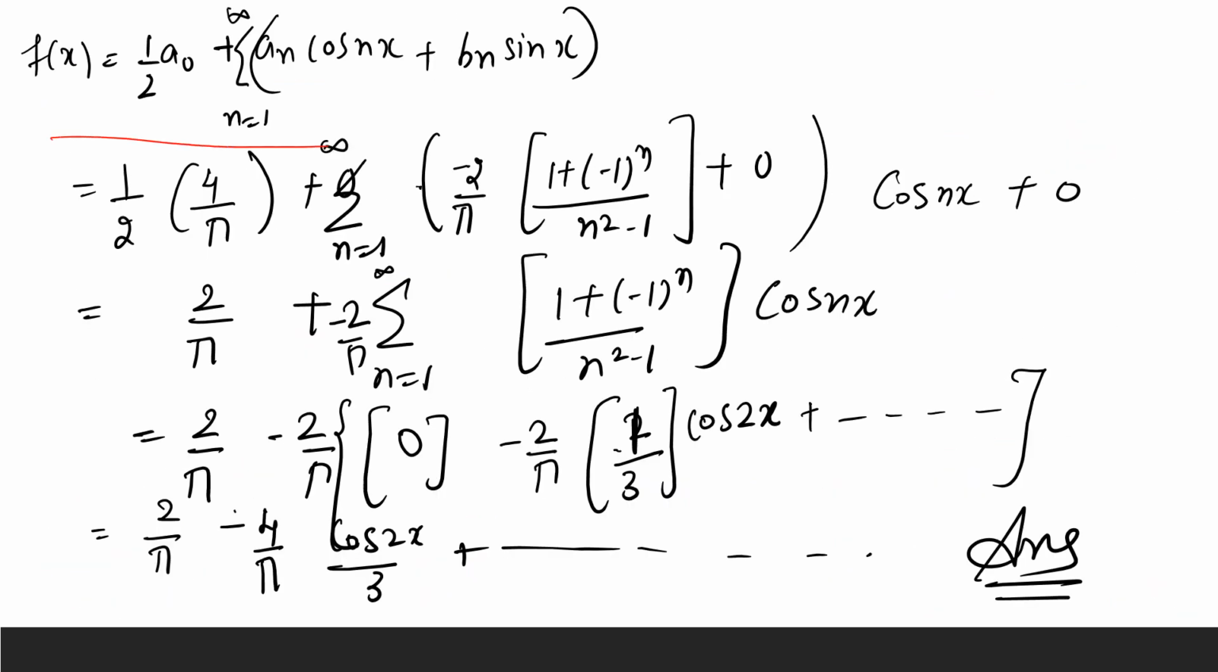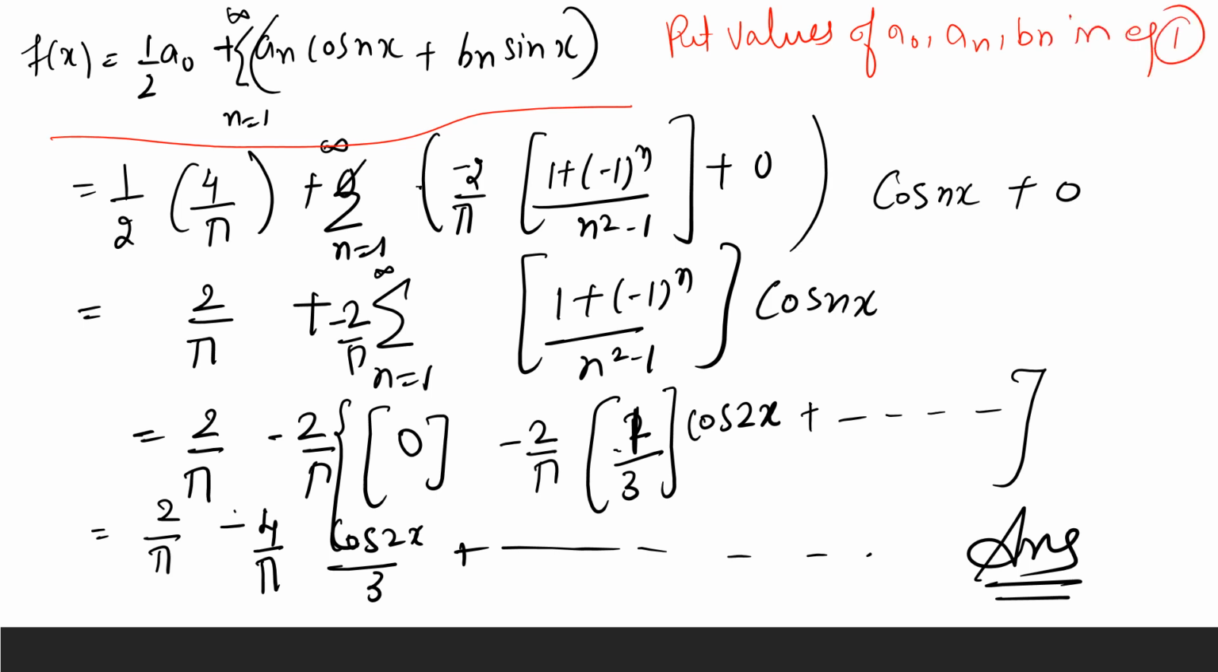Now what is the last step? Last step, put values of a naught, an, bn in equation 1. What was equation 1? fx is equal to 1 by 2 a naught plus summation n 1 to infinity an cos nx plus bn sin nx. And we put all these values here.